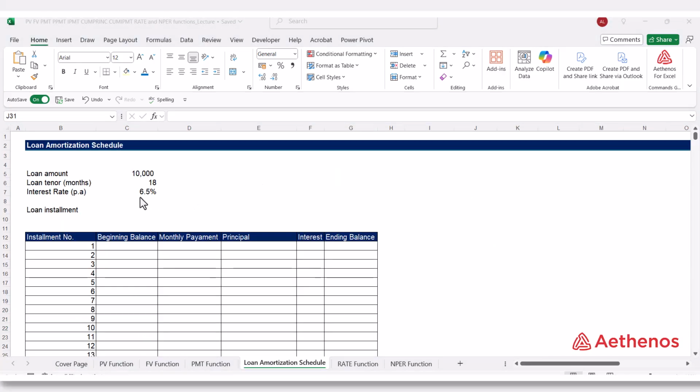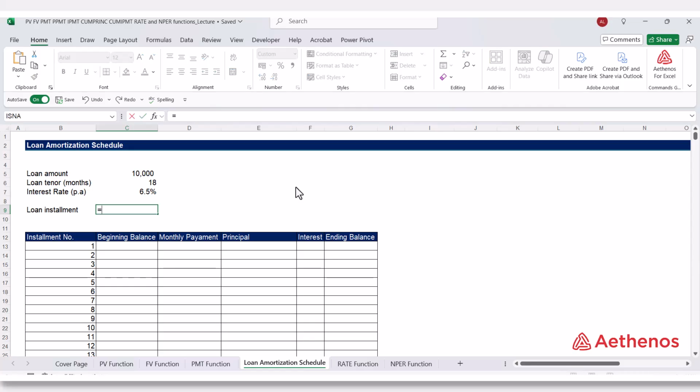We can build a loan amortization schedule where we get the breakdown of each of the monthly payments into principal and the interest payments by using Excel's time value of money functions. So here we got a loan. We are going to borrow $10,000 for 18 months and at a 6.5% interest rate. So we can first calculate the loan installment using the PMT function.